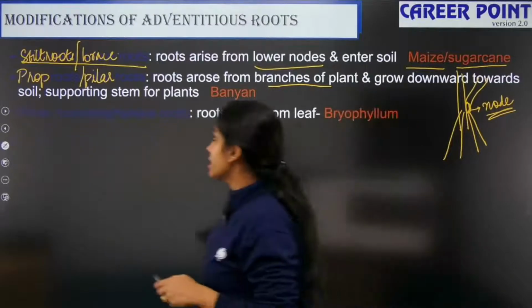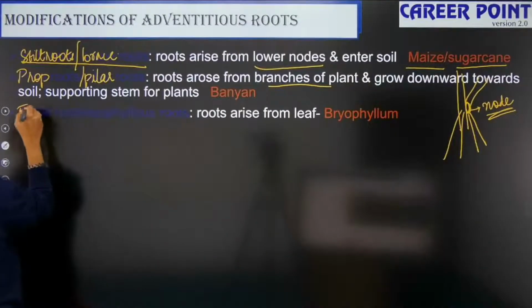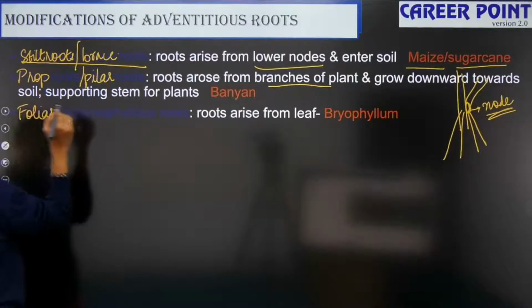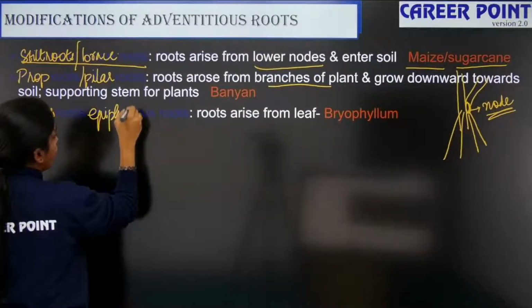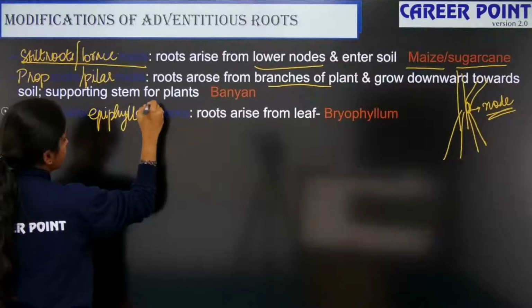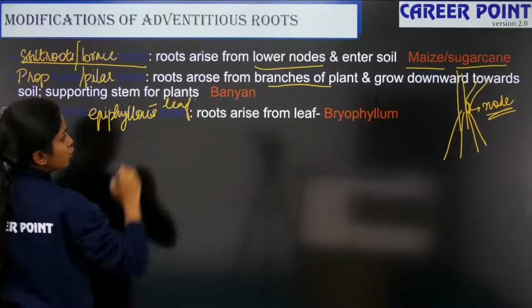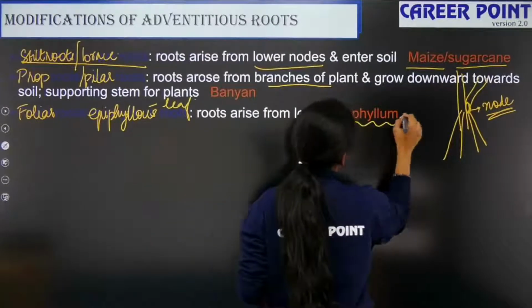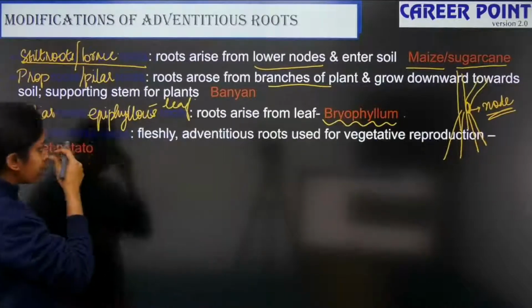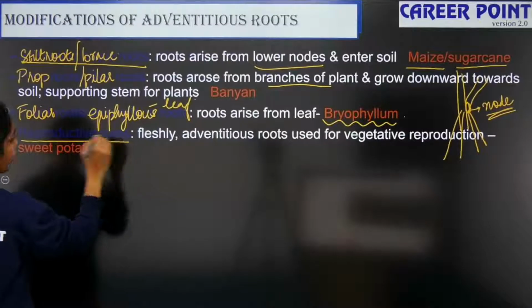So the third type is your foliar roots or your epiphyllous roots. Foliar or epiphyllous both refer to your leaf. So the roots which arise from leaf are your foliar roots. So example is your bryophyllum. Okay. So the third one is your reproductive root.